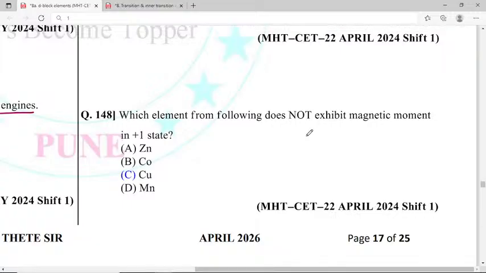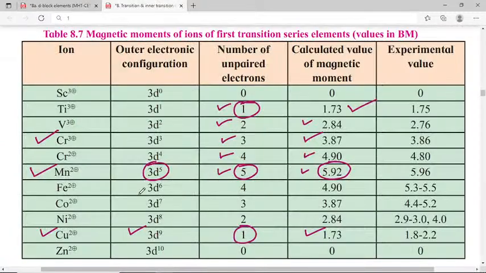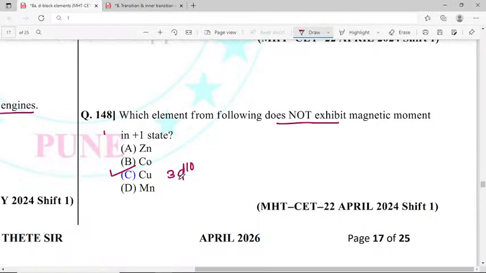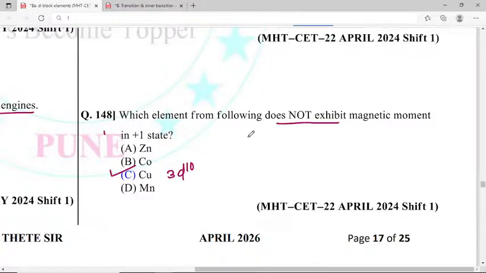Which element from the following does not exhibit a magnetic moment in the +2 oxidation state? Copper is 3d10 in the plus 2 state, so 3d10 has no unpaired electron, and the Bohr magneton value is 0.